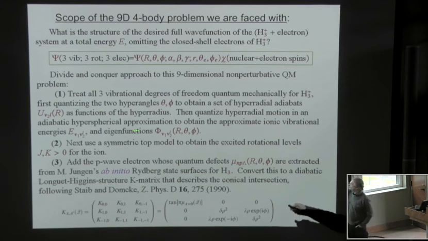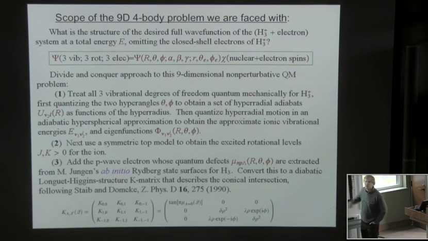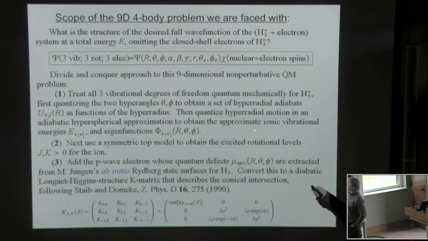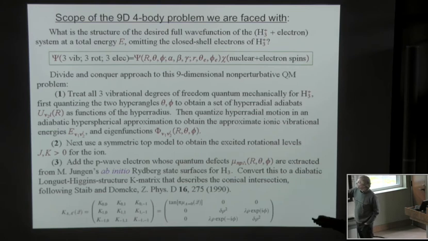coupling terms. Here it said we used an adiabatic hyperspherical approximation, which we did in our first few papers on the subject, but later that has been eliminated. We include the coupling terms, and so it's now an essentially exact description of the nuclear motion. Initially, we were using a symmetric top model for the rotational degrees of freedom, and now that approximation has also been removed.